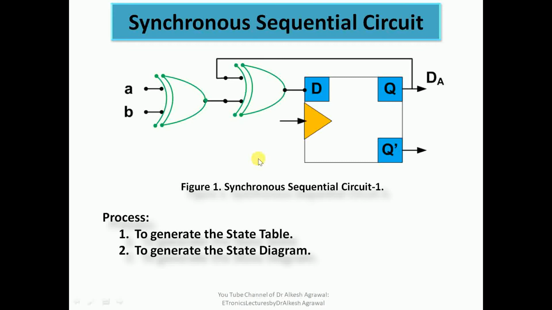So generally we have two processes, one is called analysis and one is called design. In the analysis process, what is given is the sequential circuit, and we have to study the behavior of the circuit in terms of the generation of a state table and generation of a state diagram. Whereas in the design process, what is given is the state table or the state diagram, and we design the sequential circuit. So in this particular lecture, we'll see how to analyze the sequential circuit. For this, first we'll generate the state table.